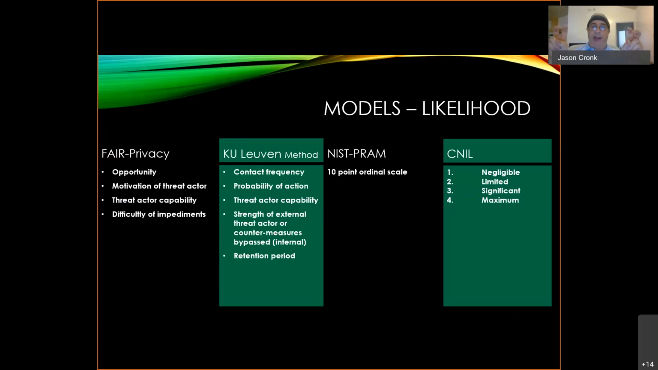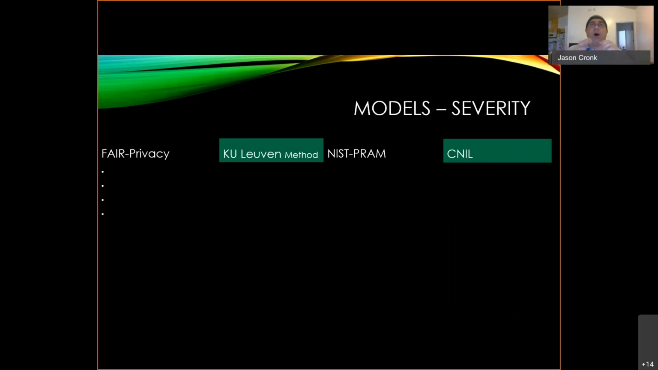Everything becomes medium risk because it all gets bundled down and there's no variation to understand where things are. Okay, moving on to severity. Under FAIR privacy, we look at two factors: the non-normativity of the activity. In other words, how severe is it against social norms?